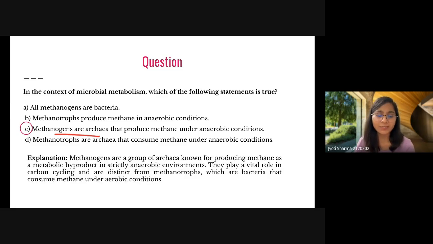And just see here the explanation. Methanogens are a group of archaea known for producing methane as a metabolic byproduct in strictly anaerobic environments. They play a vital role in carbon cycling and are distinct from methanotropes, which are bacteria that consume methane under aerobic conditions. So we already have discussed the difference between these two, right? Methanogens and methanotropes.